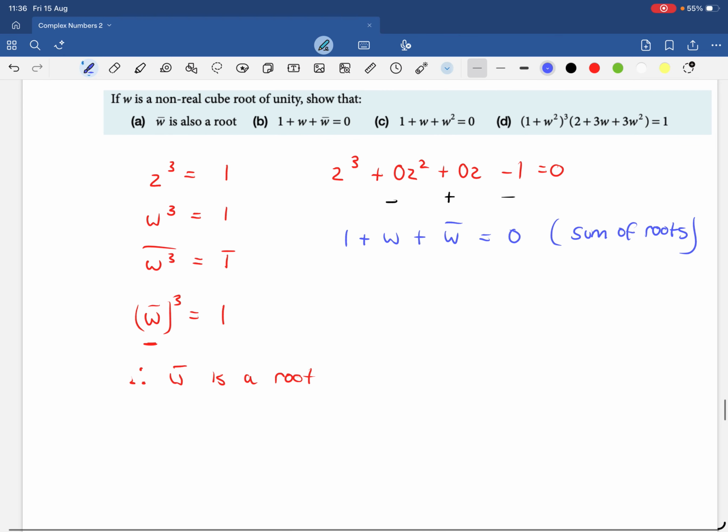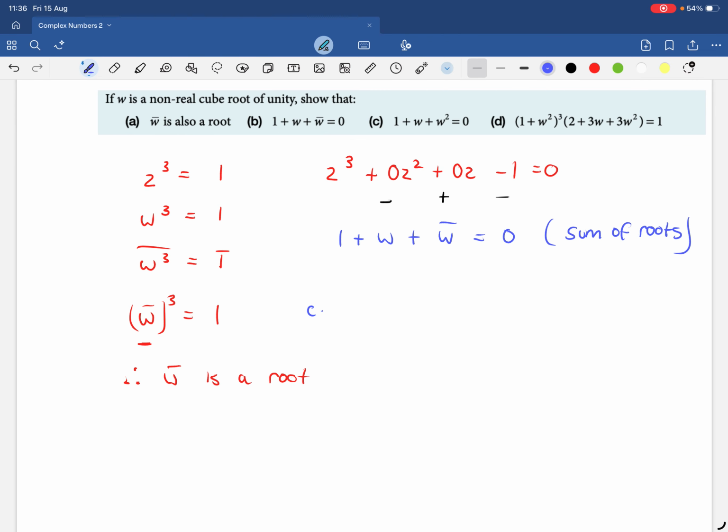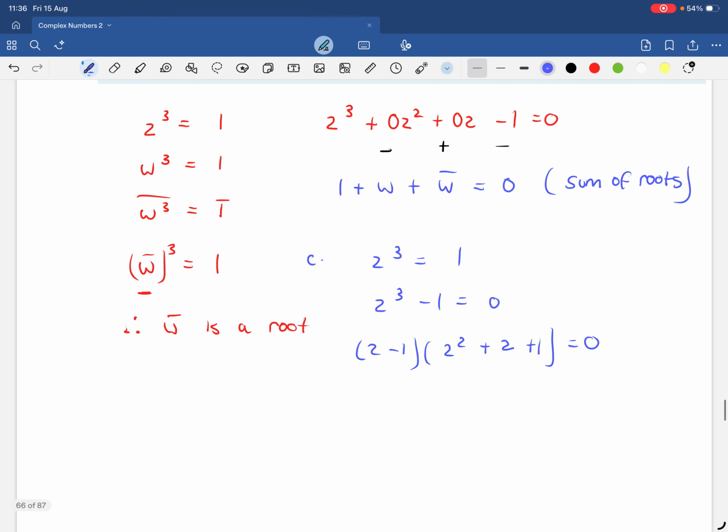In part C, 1 plus w plus w squared. Well, we're solving the equation z cubed equals 1, which is by solving z cubed minus 1 equals 0, which means we've got z minus 1 times z squared plus z plus 1 equals 0. But w is a root, so that means by the null factor law this is true, and since w is a root, therefore w squared plus w plus 1 is equal to 0.